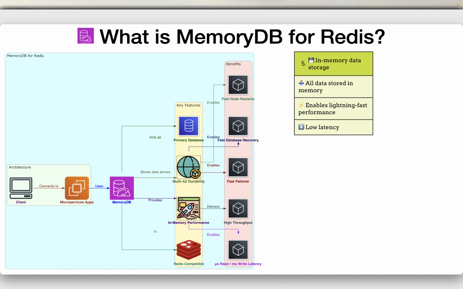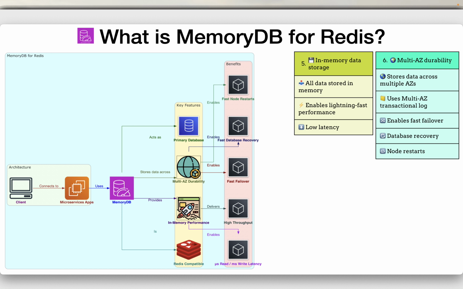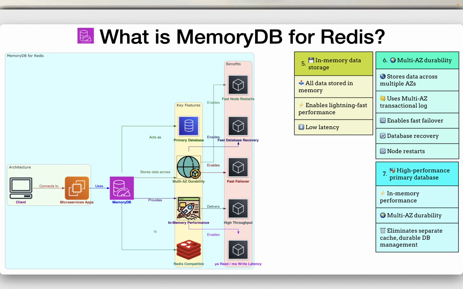All data in MemoryDB is stored in memory, enabling lightning fast performance and low latency. MemoryDB ensures data durability by storing data across multiple availability zones using a multi-AZ transactional log, enabling fast failover, database recovery and node restarts. With its combination of in-memory performance and multi-AZ durability, MemoryDB can serve as a high-performance primary database for microservices applications, eliminating the need to manage a separate cache and durable database.